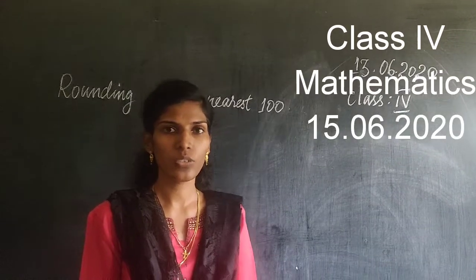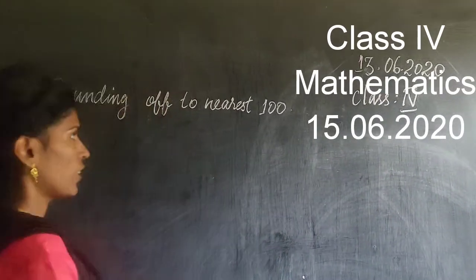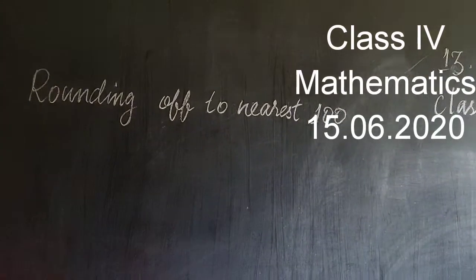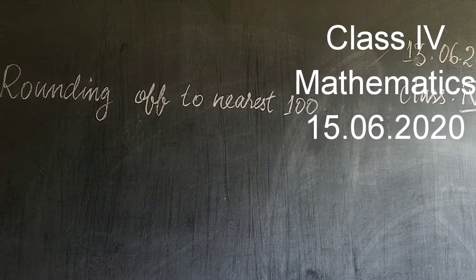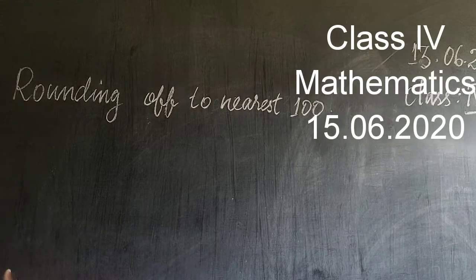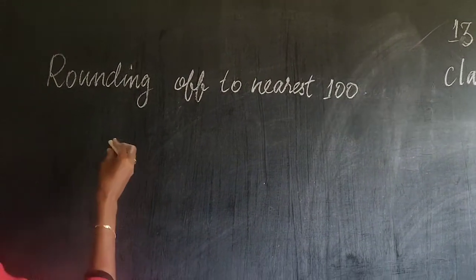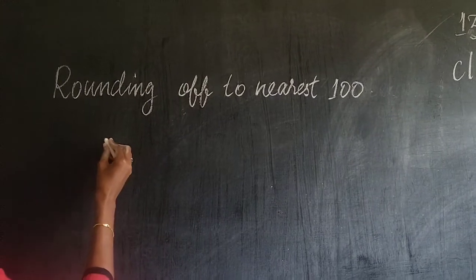Good morning children. Today let's learn about rounding off numbers to the nearest 100. Yesterday we learned rounding off to the nearest 10, and today we will learn rounding off to the nearest 100. So let's take a number. Let me give an example.